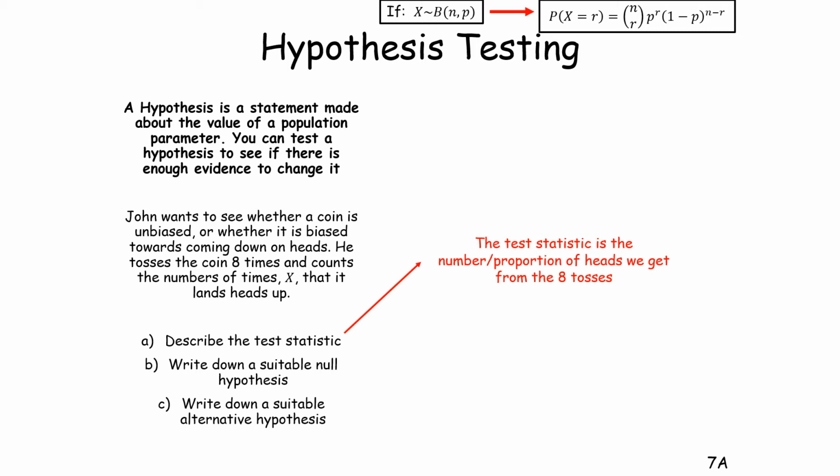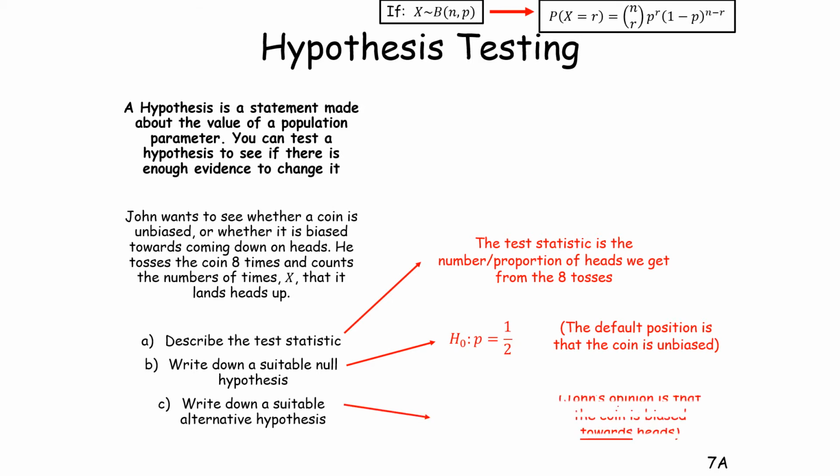So when you say describe the test statistic in the test or in the exam, you would write something like this. So the test statistic, what are you testing? We're saying the test is on the number of heads we get out of 8 tosses. So in this case, the default position is we expect the coin to have probability of half of landing on heads. So H0, p equal to half. The alternative here, remember John's opinion is the coin is biased towards heads. So in this case, the alternative would be p greater than half.